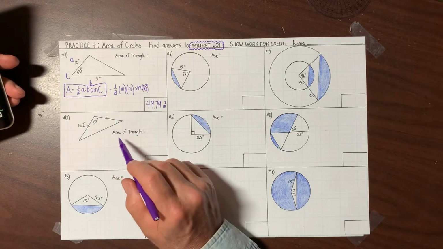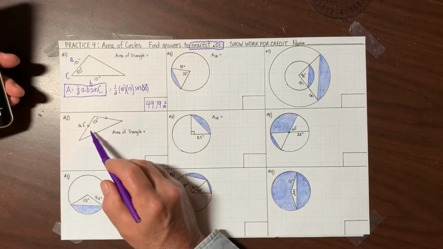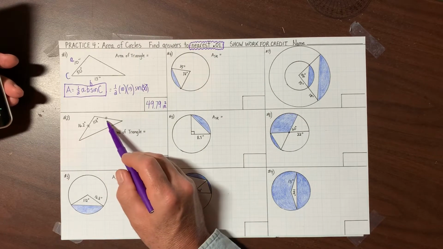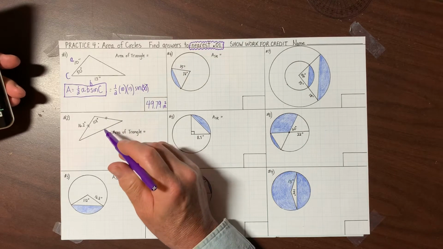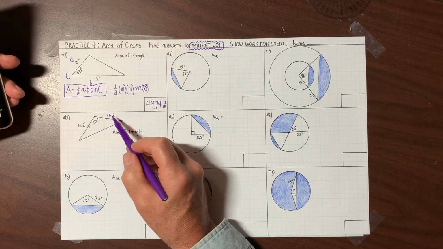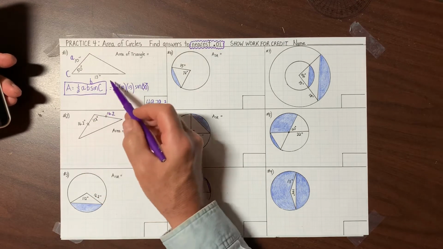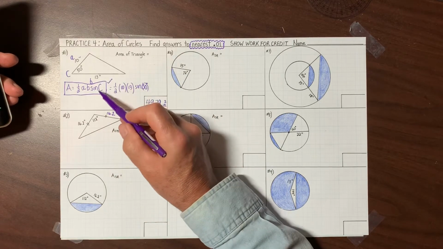This problem number 2 is very much like problem number 1, except that notice you have these little hash marks here. And of course that tells you that those sides are the same, which means this has to be an isosceles triangle. So I'm going to go ahead and write 16.2 on this side as well. And then I'm going to follow the same format for finding the area of this triangle. I'm going to use my formula, this formula right here.